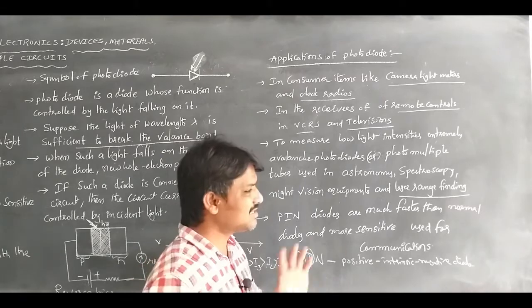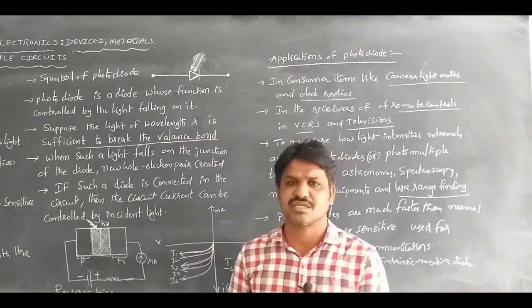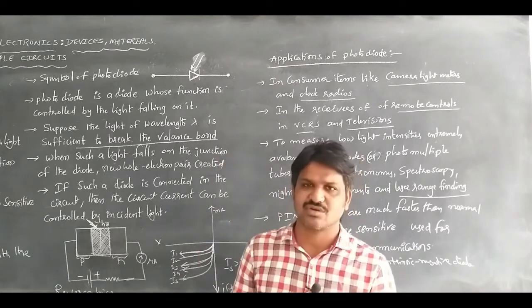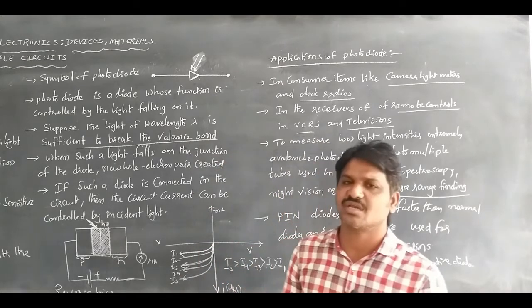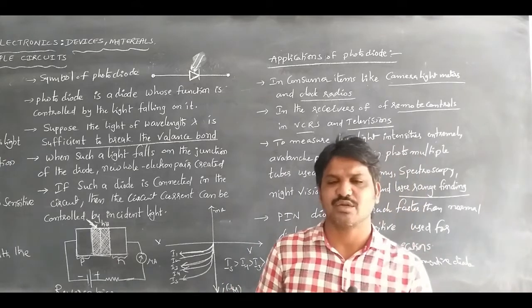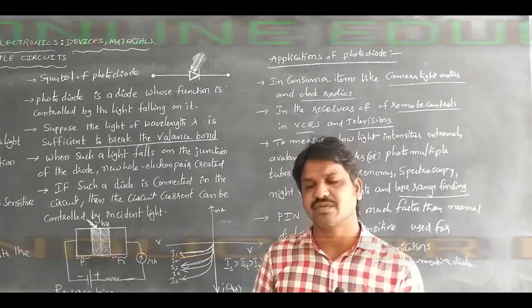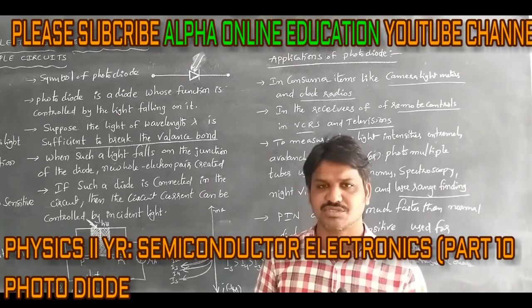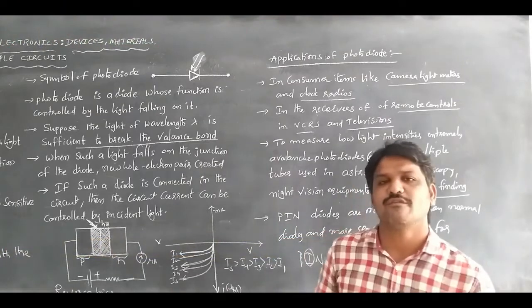So these are the applications of a photodiode. Photodiodes can be used in astronomy, camera light meters, clock radios, and spectroscopy. And pin diodes are used for communication purposes. They are more efficient, faster, and more sensitive also. So these are the applications of the photodiode.